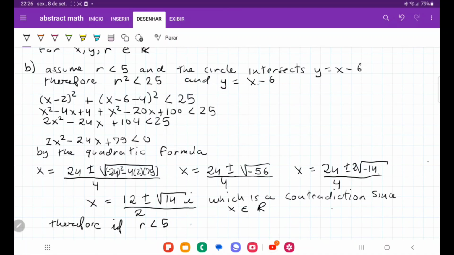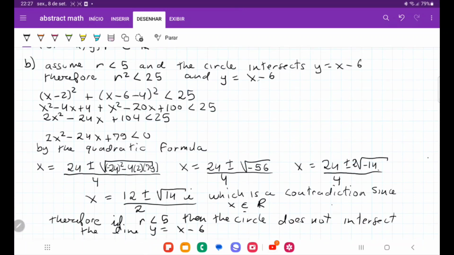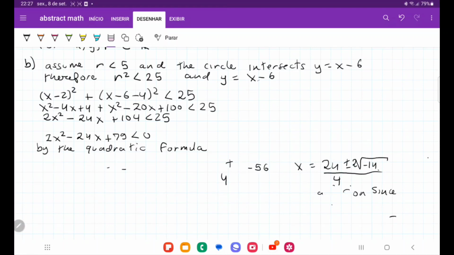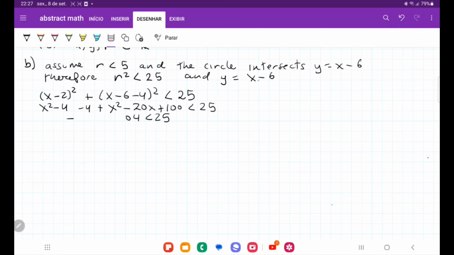if r is less than 5, then the circle does not intersect the line y is equal to x minus 6. Okay, so we have shown that a contradiction has happened here, and therefore our assumption is wrong.